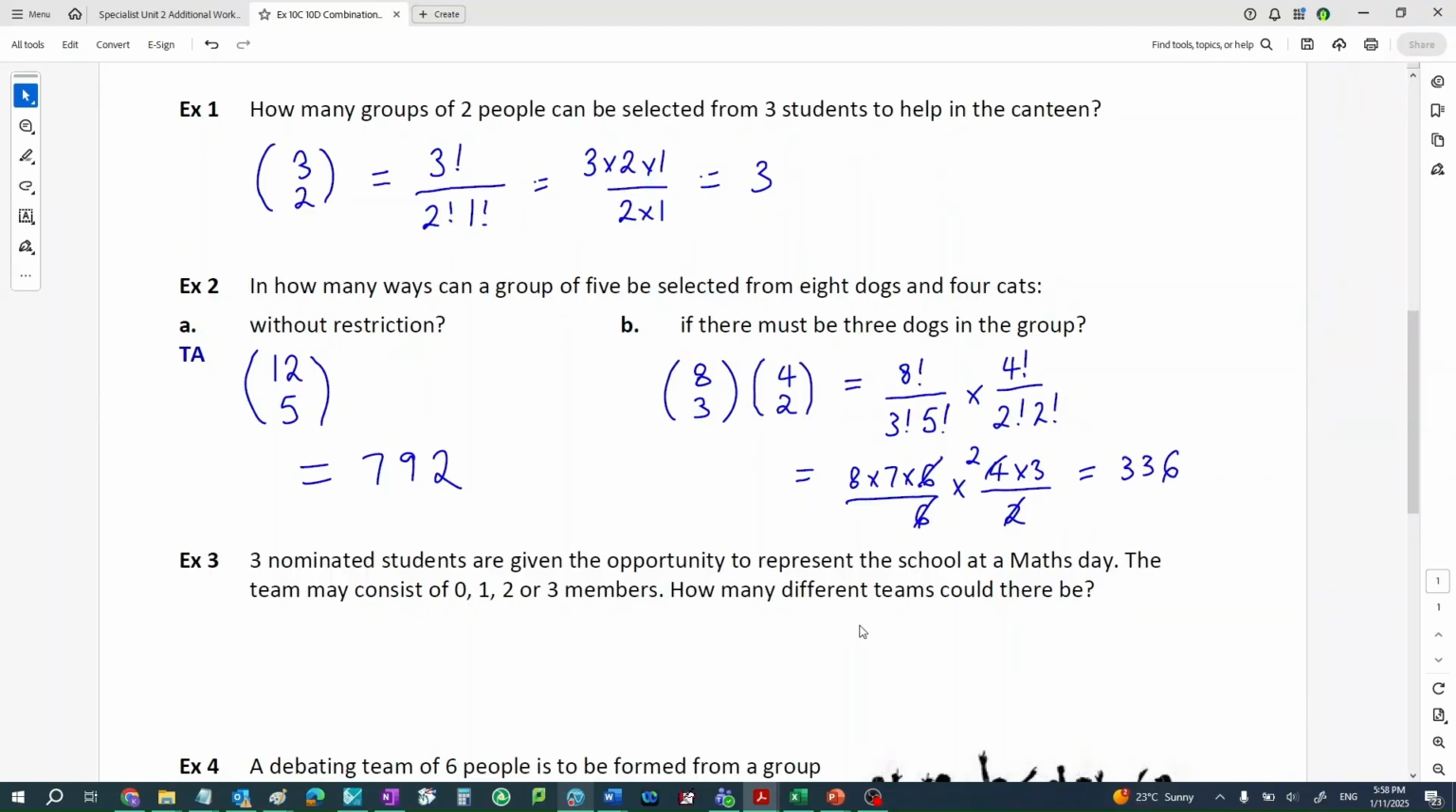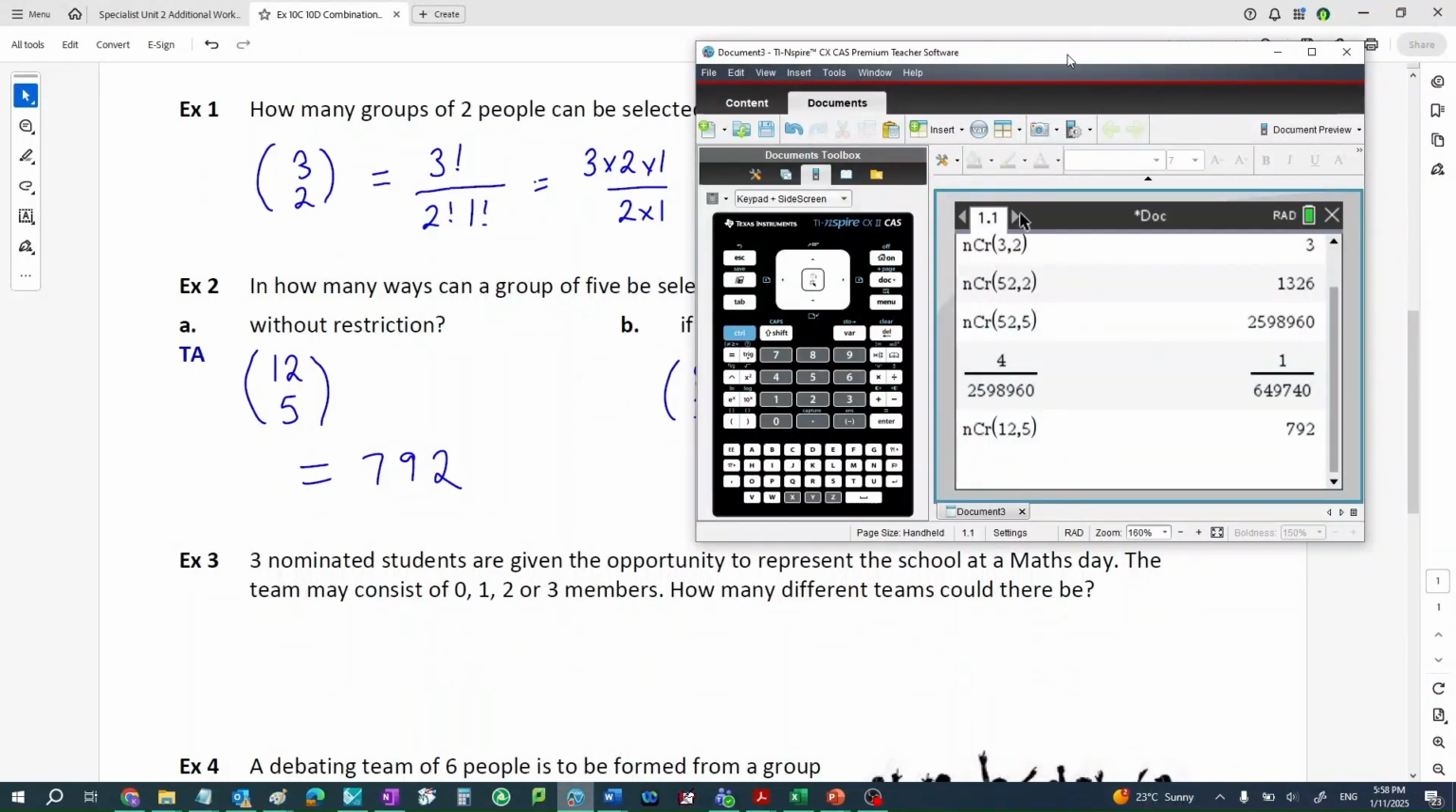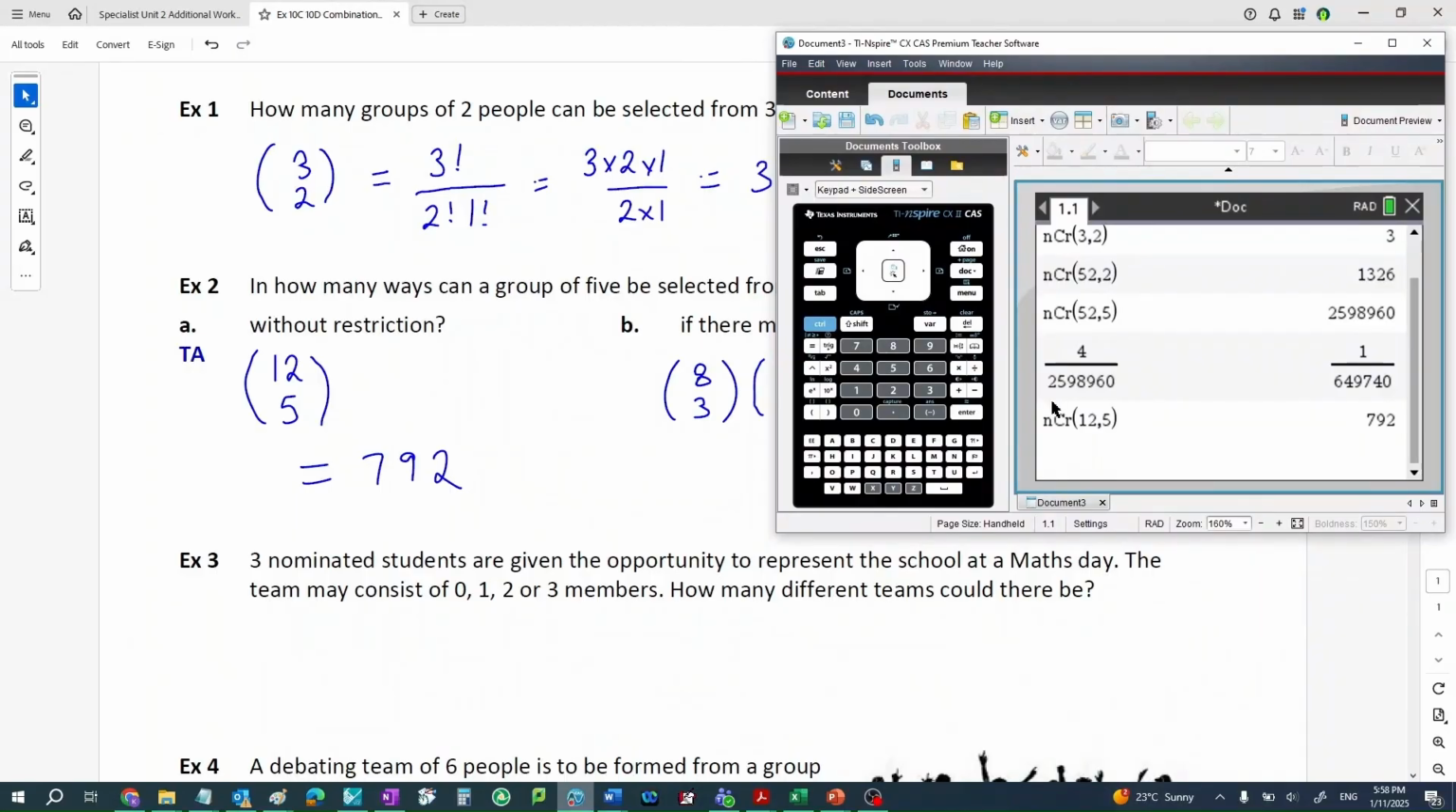336. Now this is take active, so let me just double check. I've got NCR 8 choose 3 times NCR 4 choose 2. Yes, 336, great.